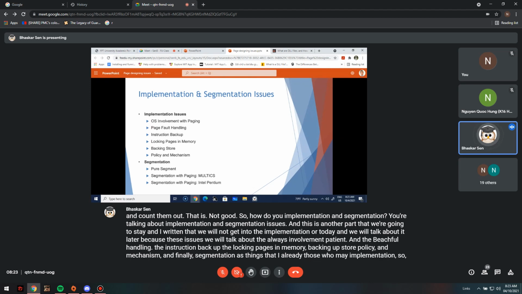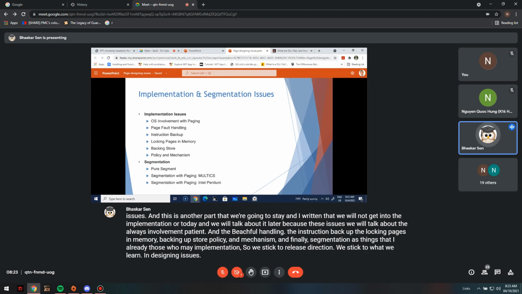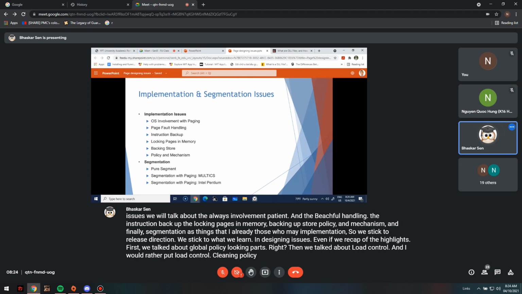So for this lecture, we stick to what we learned in designing issues. To give you a quick recap of the highlights, the things that we have learned. First, we talked about global policy and local policy. Right? Then we talked about load control. And I would rather put load control and cleaning policy together because they are interrelated.